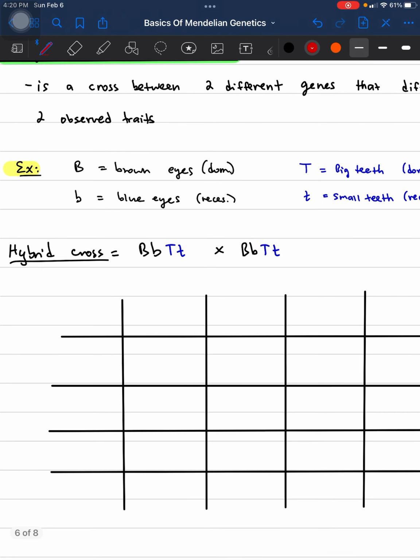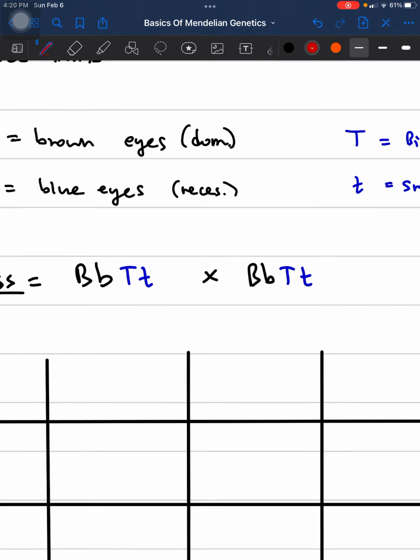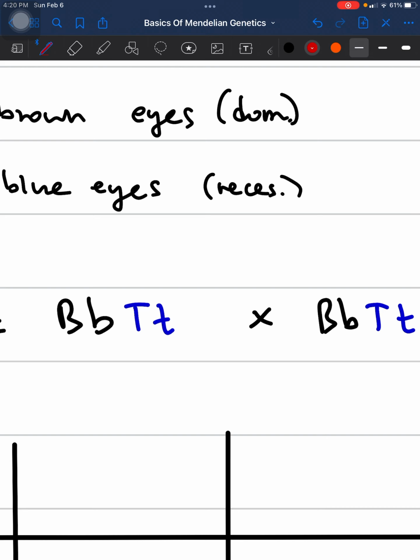So the first thing we want to do in a dihybrid cross is determine the gametes of each parent. How you determine gametes is basically similar to what you might have learned in algebra, like the distributive property. We can distribute these alleles to find gametes that have two alleles, one of each gene.